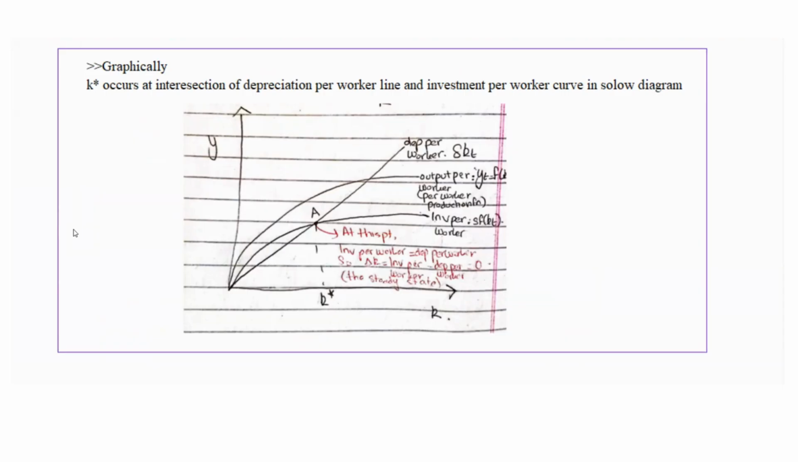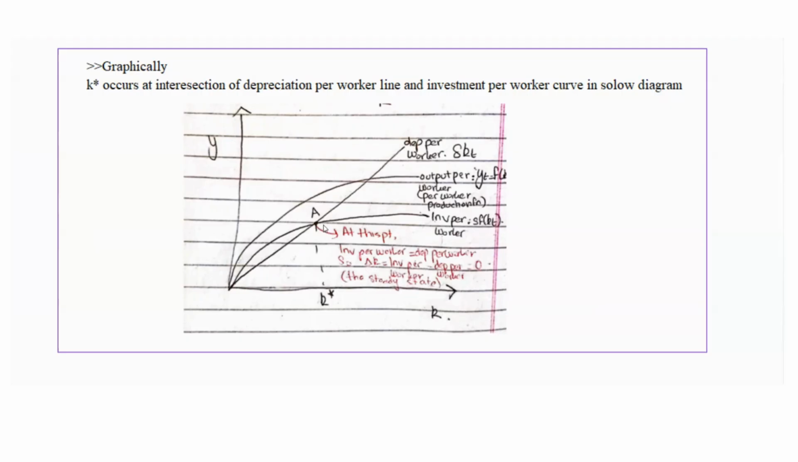That's mathematically. Graphically, the steady state value of capital per worker occurs at the intersection of your depreciation per worker line and your investment per worker curve in our Solow diagram. In our Solow diagram, we have the depreciation per worker line, we have our output per worker, i.e. the per worker production function, and we have the investment per worker curve. It's at the point of intersection of the depreciation per worker line and the investment per worker curve that we get the steady state value of capital per worker.